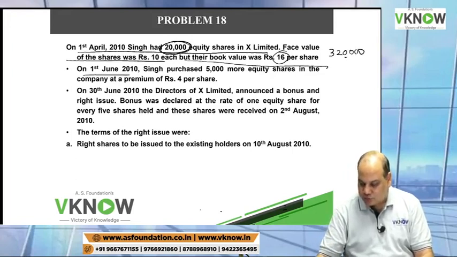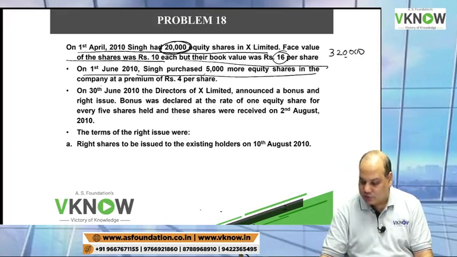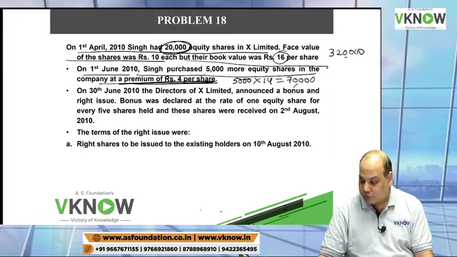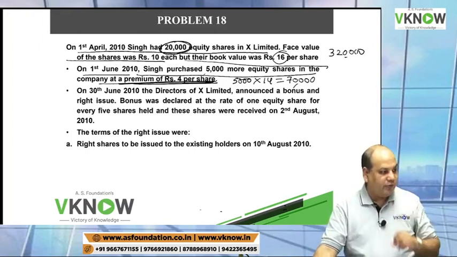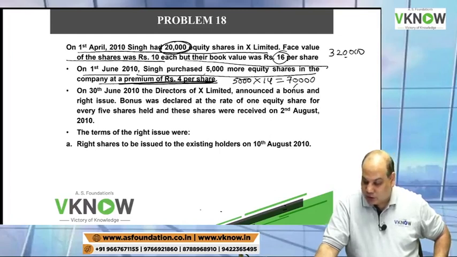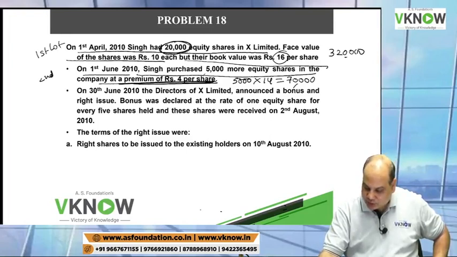On 1st June, Singh purchased 5,000 more shares at a premium of 4 rupees per share. So another lot was purchased at 14 rupees, 10 plus 4. Premium is 4. So how much is 5,000 into 14? And that is 70,000. So this I will call first lot. Let us say this is second lot.